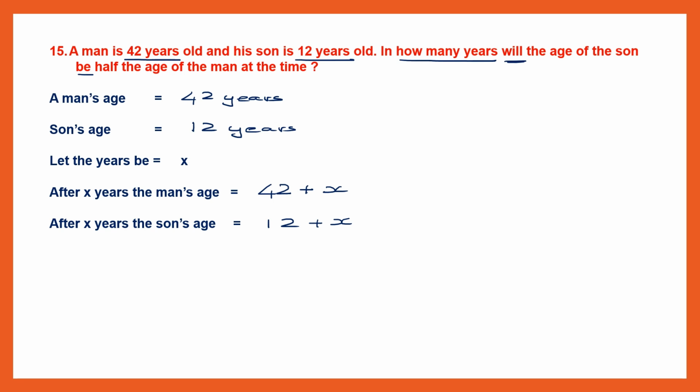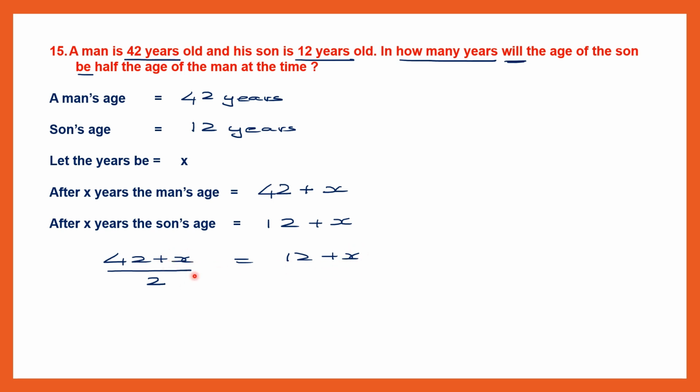Okay, now let's go back to the question. In how many years will the age of the son be half the age of the man? That means both are equal. So 42 plus x is equal to 12 plus x. But here it says the son's age is going to be half the age of the man. So this is the age of the man. Half means 1 by 2, or you divide this by 2. So now half of this man's age will be the son's age after this many years.